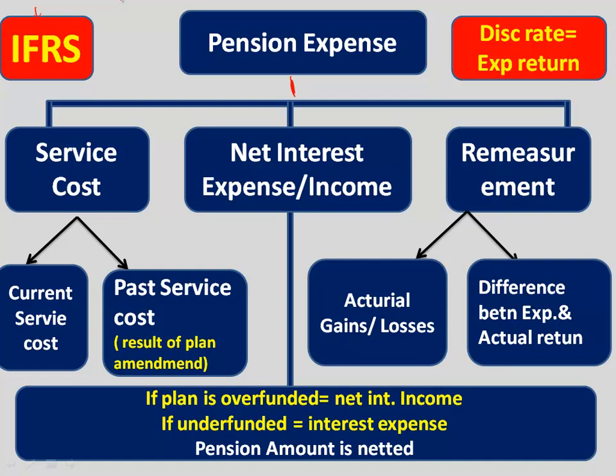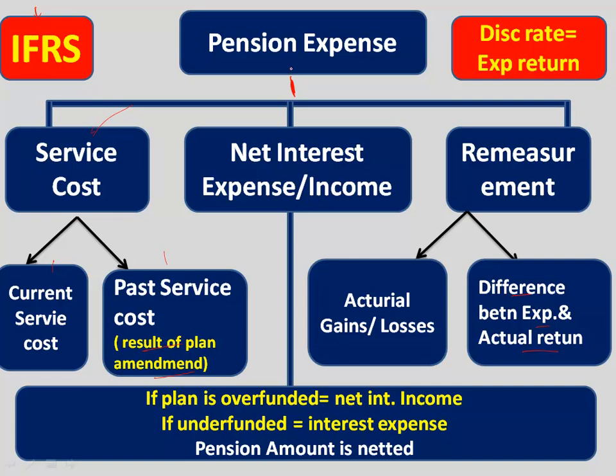So to calculate pension expense, I would take my expected return on plan assets. What happens because of that is that I might have a difference between my expected return and actual return. That difference I would transfer here, which is the difference between expected return and actual return. Now, the first component of my expense was service cost. And this service cost is again made of two parts. First one was current service cost. Second one is past service cost, which is the result of your plan amendment.